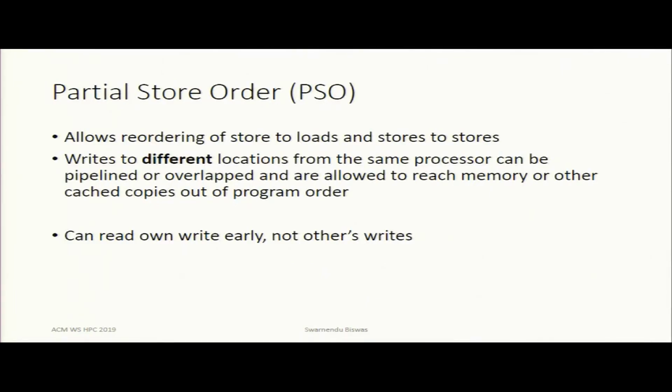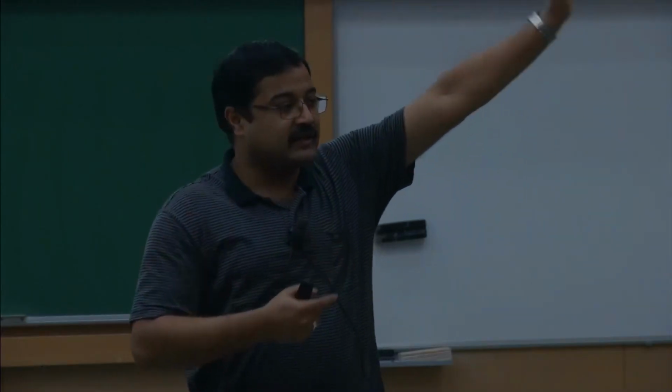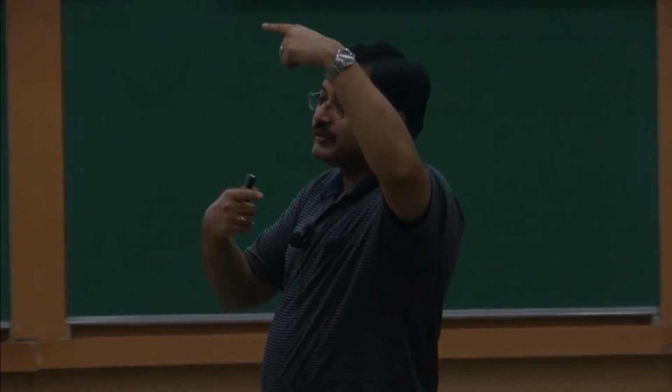So, partial store order. We'll go over these slides a bit quickly, because otherwise you will not have a lot of time for hands-on. Partial store order is very similar to TSO. By the name, it allows store-load reordering and it also allows store-store reordering. SC does not allow anything. TSO allows store-load reordering. PSO allows both store-load and store-store.